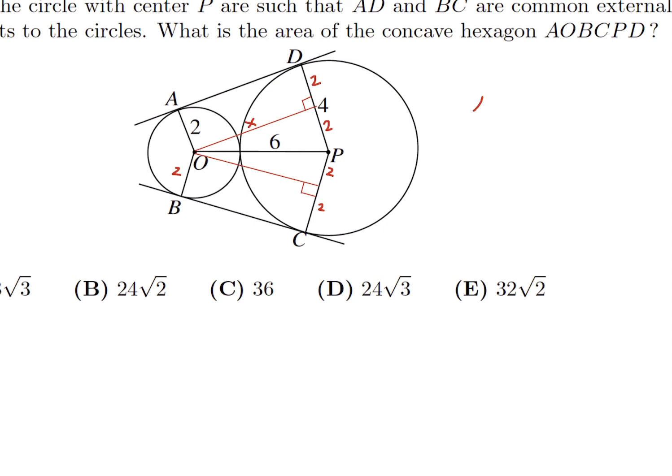And we can use Pythagoras. So x squared plus 2 squared is equal to 6 squared. So that means x squared is equal to 36 minus 4. So x is equal to the square root of 32.